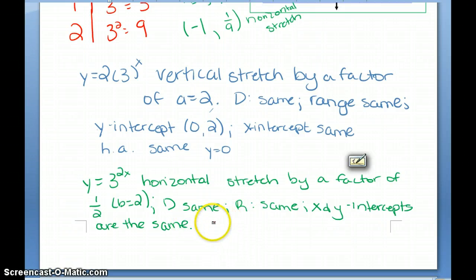And then lastly, you can look at your horizontal asymptote, and once again those didn't change, so your horizontal asymptote is the same. Alright, so we're going to move on to the next video.